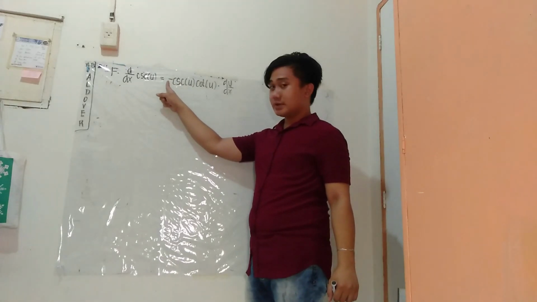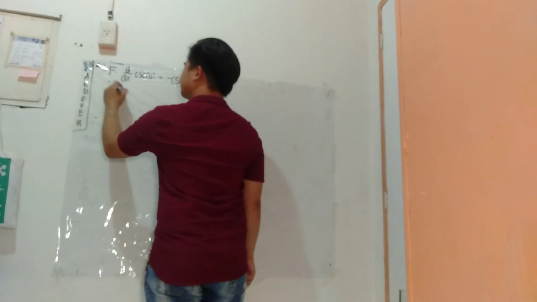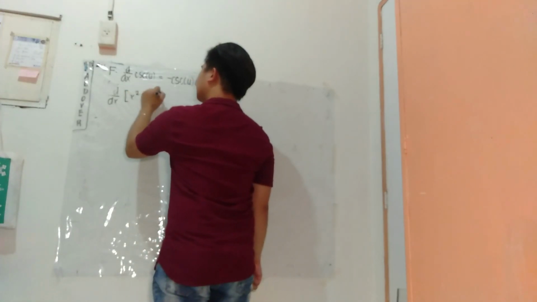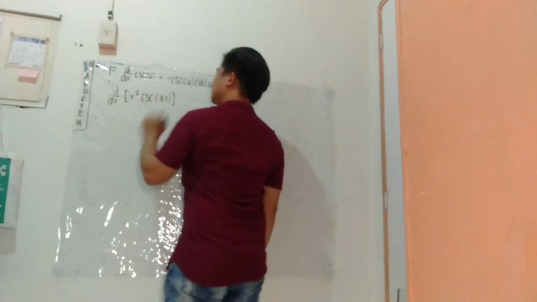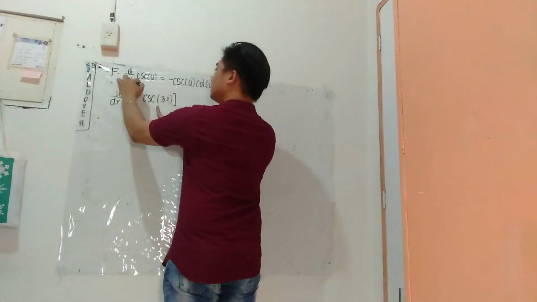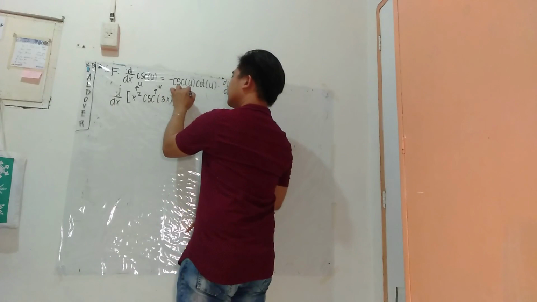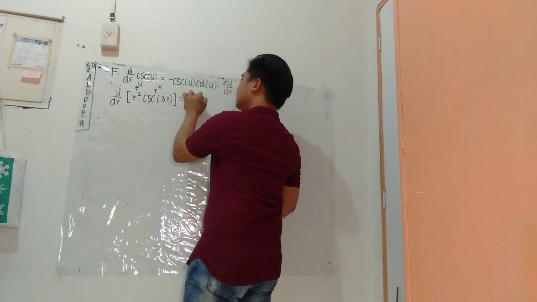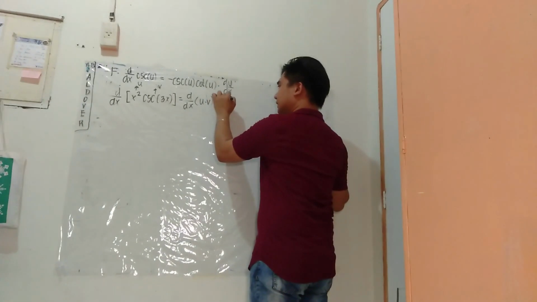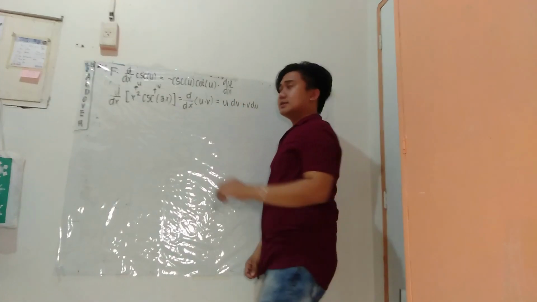You see? Negative. Okay? So, how will you differentiate x squared times the cosecant of 3x? Okay, as you can see, we now have a product. This is u, this is v. At pwede kong isulat yan na derivative of u times v with respect to x. At again, katulad ng kanina, u dv plus v du lang po.